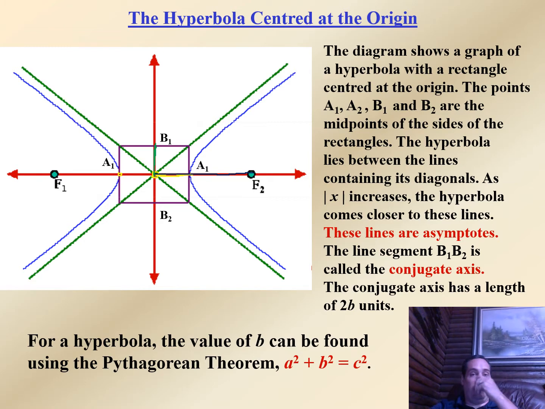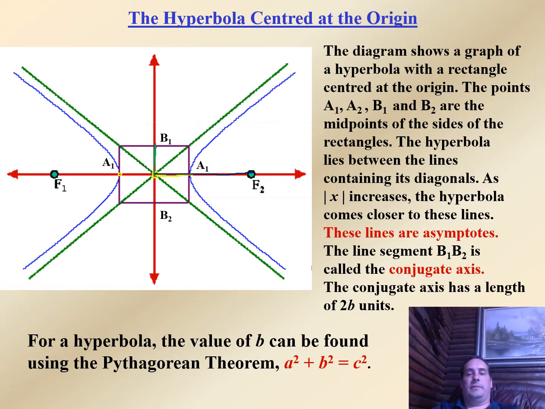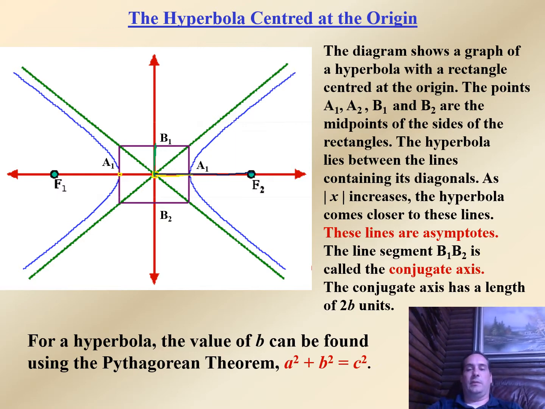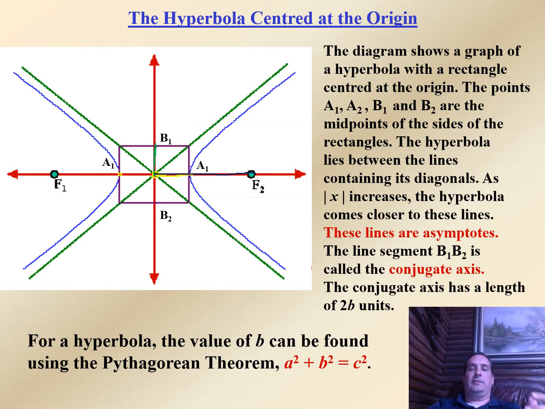So the way you're going to find the focus, just like before, in this case is going to be the Pythagorean theorem. It's a squared plus b squared equals c squared. Remember, the ellipse was similar to this, but it was a squared minus b squared equals c squared. So there's only a little bit of difference between the formulas of the two.